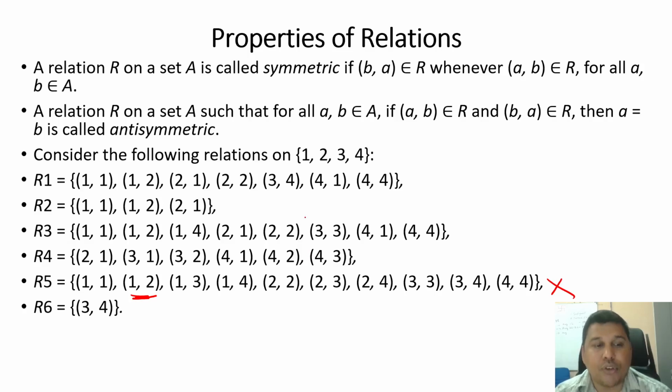Okay, so that way you have to verify which all is a symmetric relationship. So R2 is symmetric here because when the elements are available, its reverse also exists. If A comma B belongs to R, B comma A should also exist in the same relationship R.